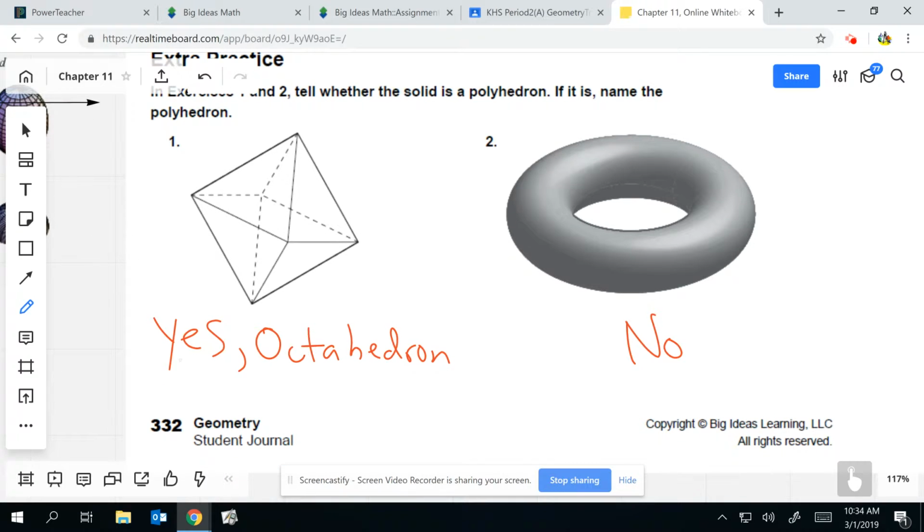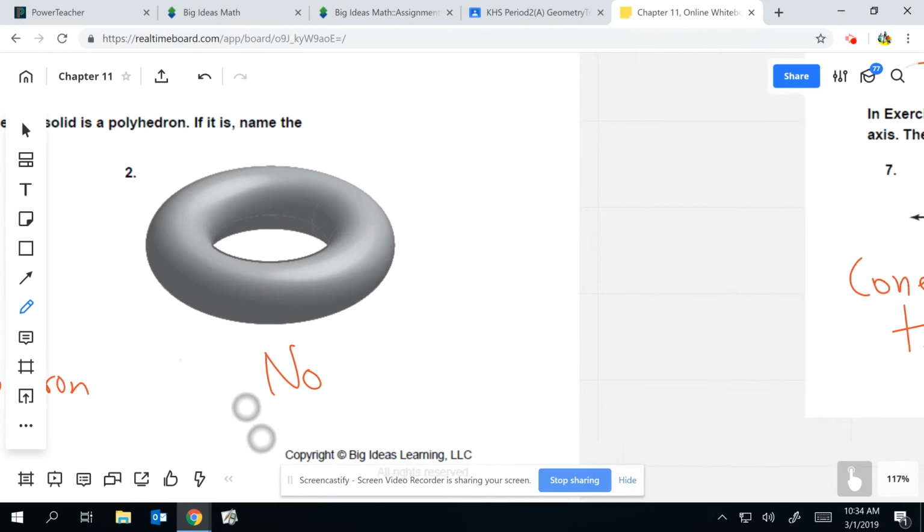All right, in this extra practice, they want you to tell which one is a polyhedra. And if it is, what is it? This first one was yes, that's an octahedron. That was the blue one that I showed you. And the second one was definitely no, it was a donut, so that's definitely not a polyhedra. Definitely not.